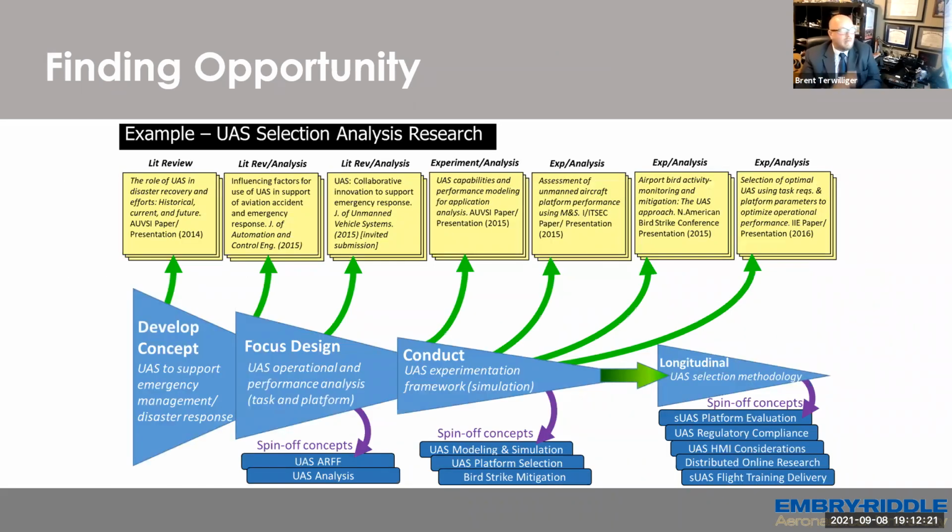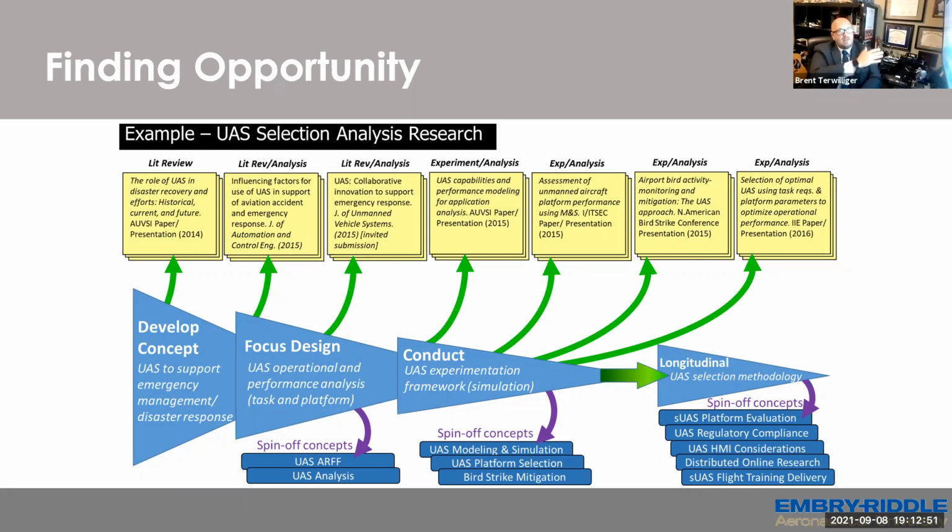So I apologize ahead of time, this is another eye chart. It's kind of hard to see all the stuff on here, but what this represents is just an example of topical research development, from developing the concept to focusing a design to actually conducting the research, and then on to what's called longitudinal development. That's refinement of that concept.